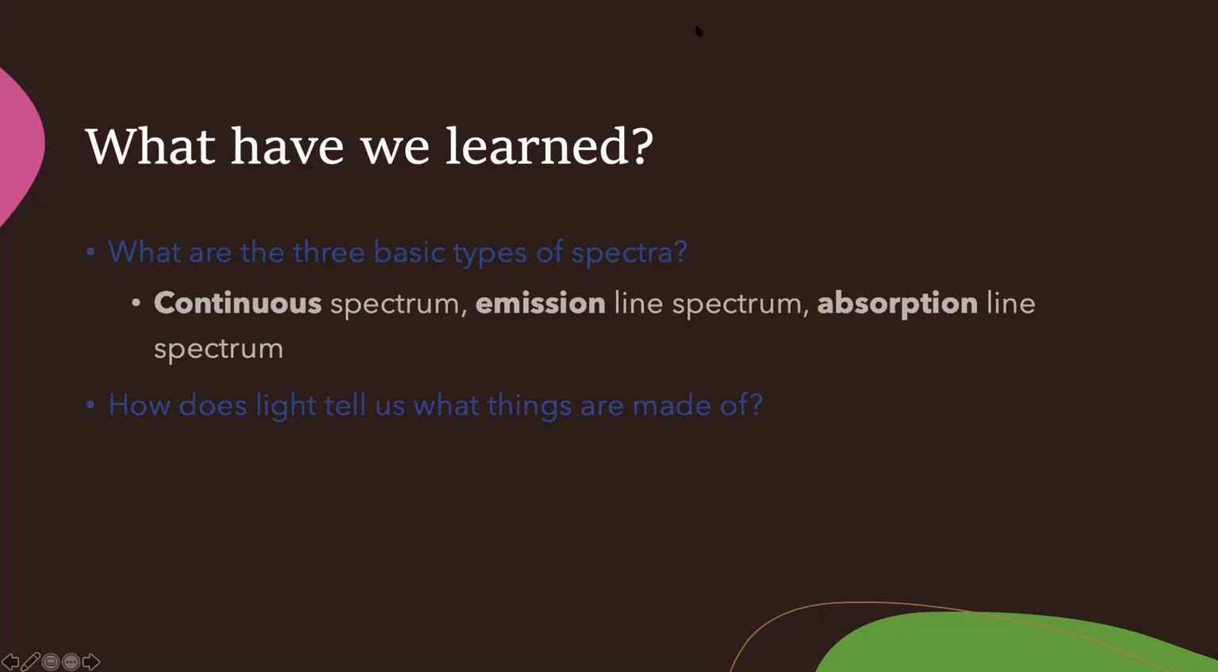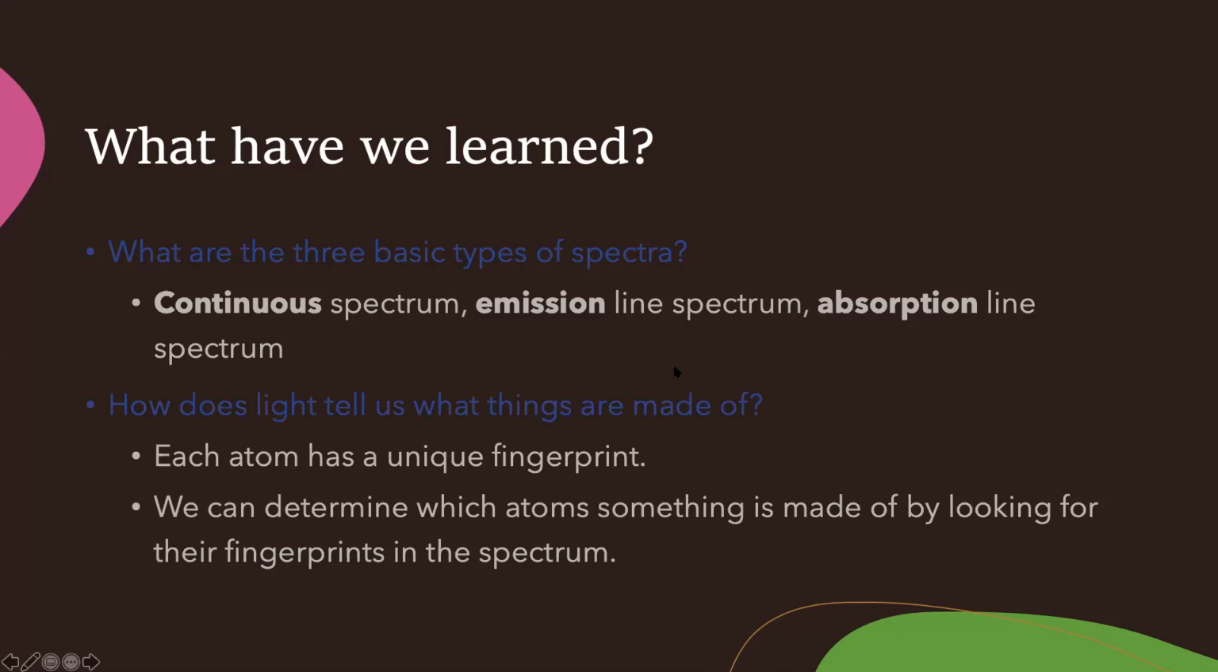How does light tell us what things are made of? Well, every atom has its own unique chemical fingerprint or its own unique spectrum. And when we look at objects, we can look for those fingerprints. We can look for those specific spectral patterns in the overall spectrum coming from an object, and then figure out what elements must be in that object's atmosphere or in its composition. So there's a lot of good stuff here.